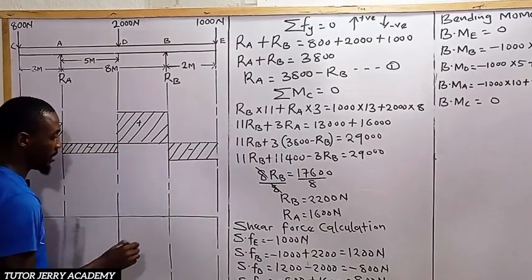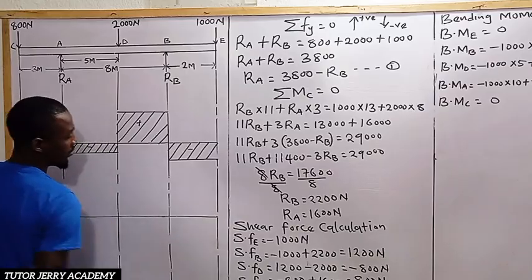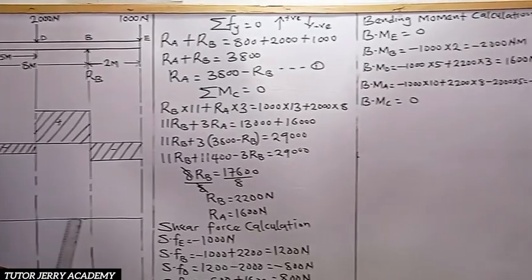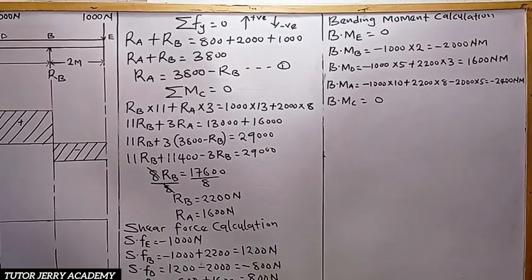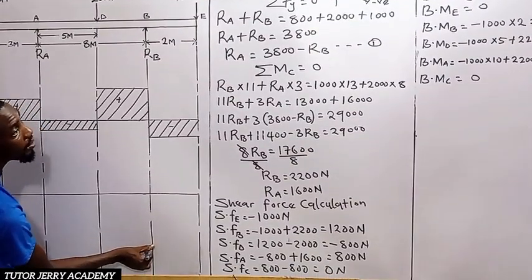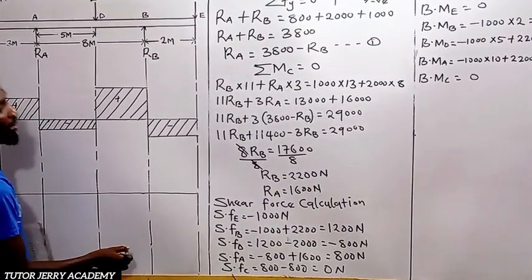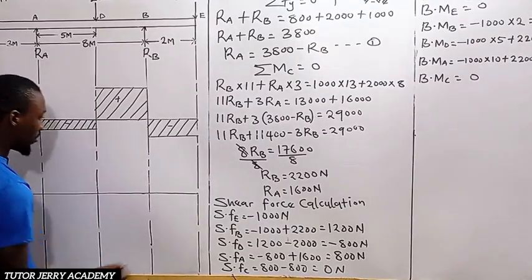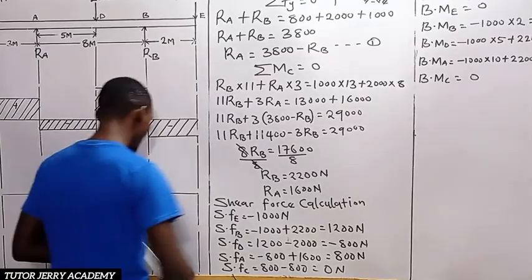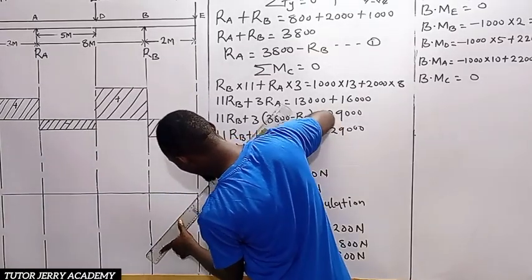So the bending moment at point E is 0, so that is 0. The bending moment at point B is negative 2200. So let's take this place to be our negative 2200. So we'll be using an inclined line, because since we have a constant line, we'll be using an inclined line to join the 2 points together.